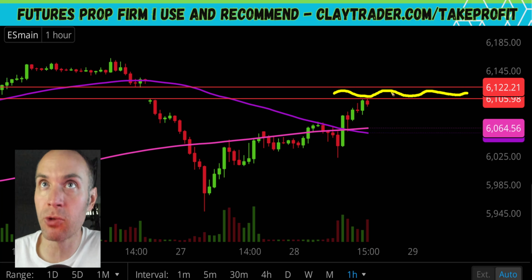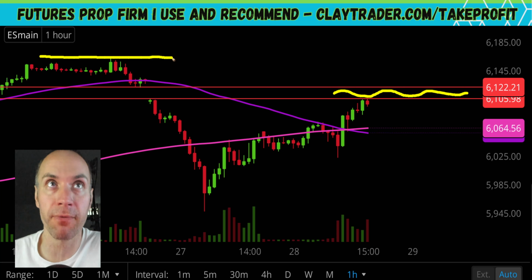If the price can push through both of those, well, then at that point, you could very realistically start to be retesting these highs from over here.